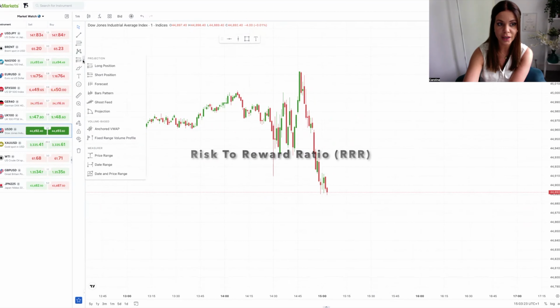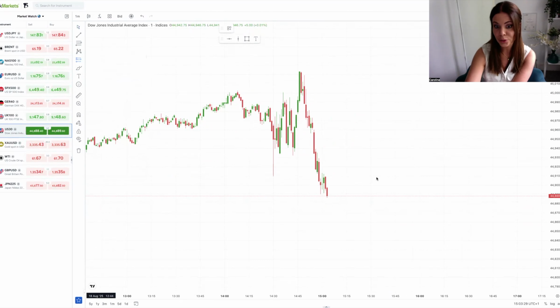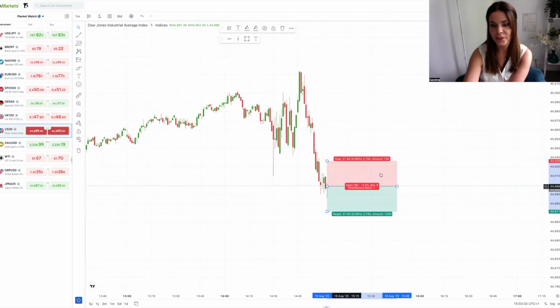I'm going to use a position tool here. So let's say we can see the market going down. So I'm going to use a short position tool on this example. Let's just put this one here in the middle. So here we've got our stop loss. If we guess that the market's going down, our stop loss is up here and our take profit is down here. The risk to reward ratio on here is 1-to-1 at the moment because the stop loss and the take profit are the exact same amount of distance from the entry point.